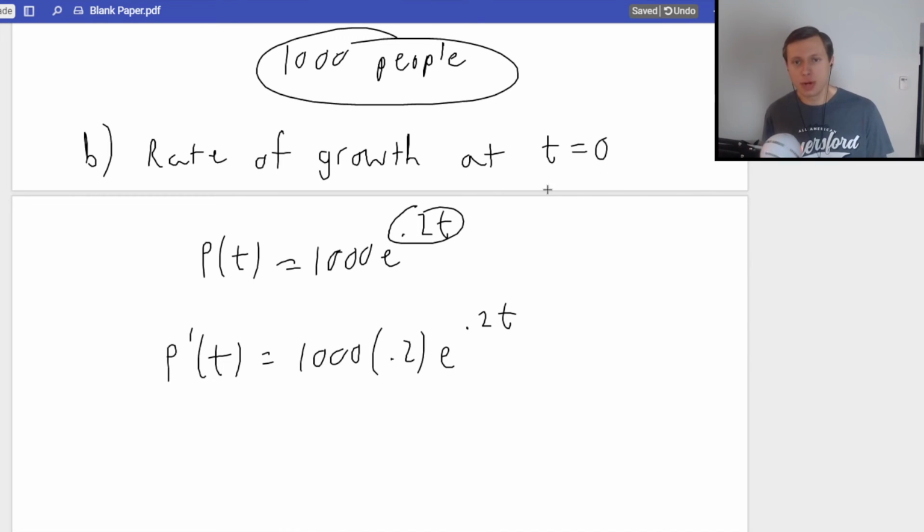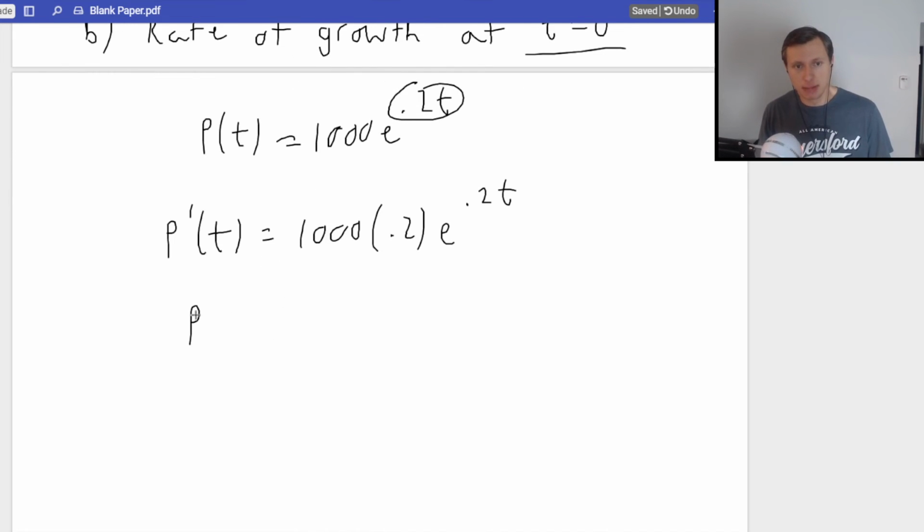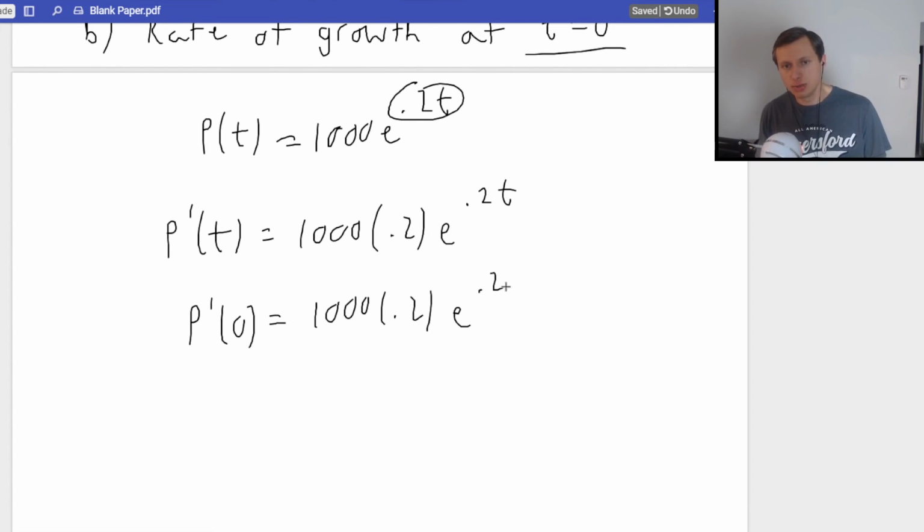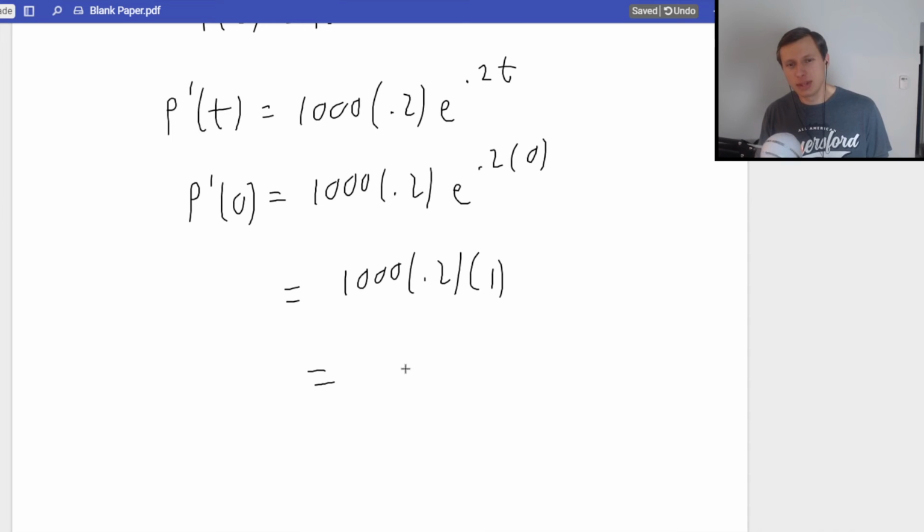And again, this is not the answer just yet. I want to find the growth rate at t equals 0. So last step, plug in 0 for t. You're going to get P prime of 0 equals 1000 times 0.2 times e to the 0.2 times 0 power. Question, what's e to the 0 power? Hopefully you said 1, because we already talked about this earlier tonight. So it's 1000 times 0.2 times just 1. 0.2 times 1000 is actually just going to be 200.